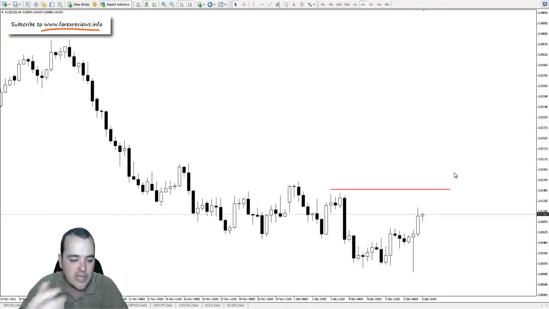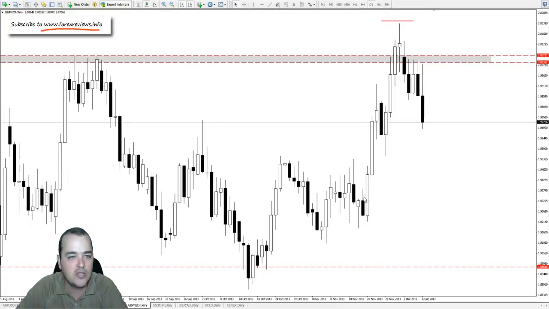Let's have a quick look at another pair, and we can just see, first off, we'll identify if it's been trending, and then we'll jump back to a lower time frame like the 4 hour and just see if there's some Fibonacci moves there. Okay, so let's do that.